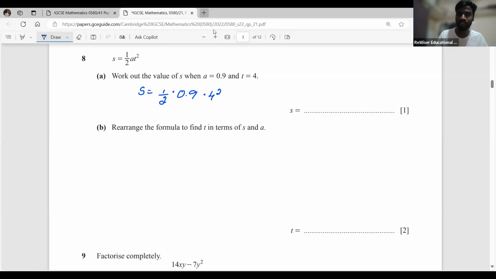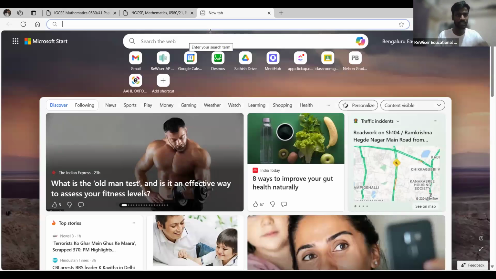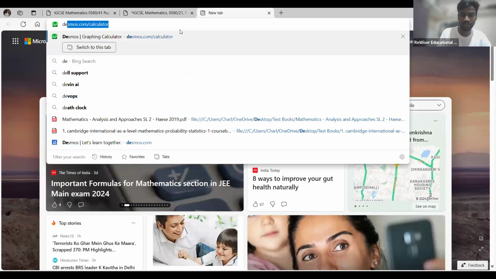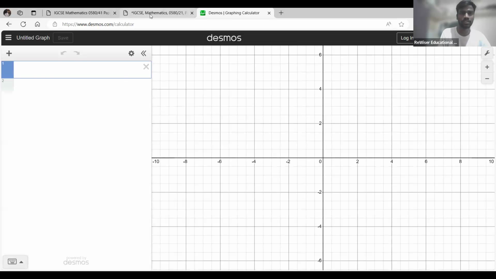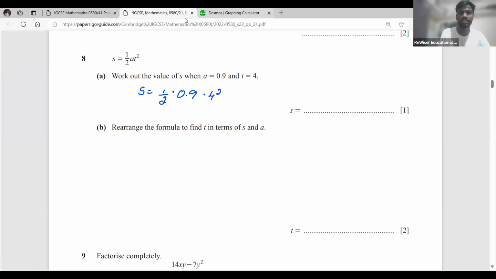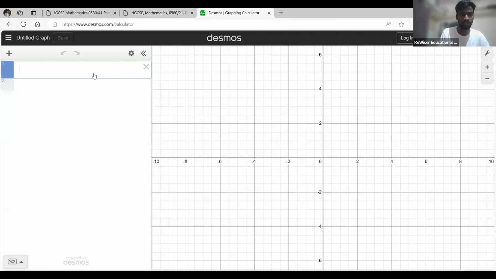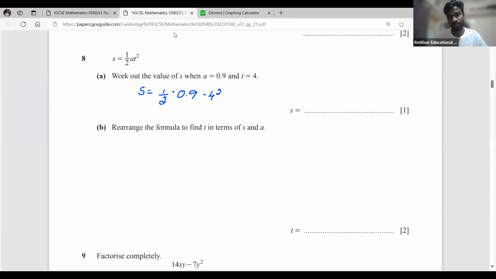So I'll just open the tab for now, just to solve this. I'm just going to use this tab just for simplification. This is nothing but half into 0.9 into 4 squared. Half is nothing but 0.5 into 0.9 times 4 squared. So that's going to give us the result as 7.2. And this is the right answer.